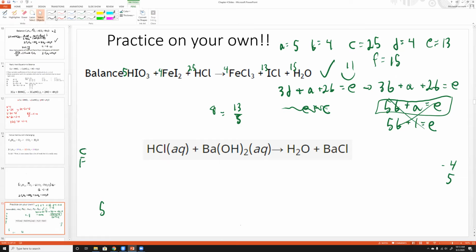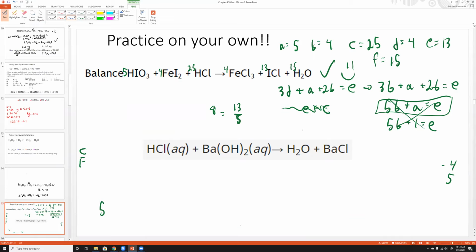So I use a different color. I use blue. All right. So this is an acid-base neutralization equation. This is hydrochloric acid and barium hydroxide. When they react together, you get water and a salt. In this case, the salt is barium chloride.